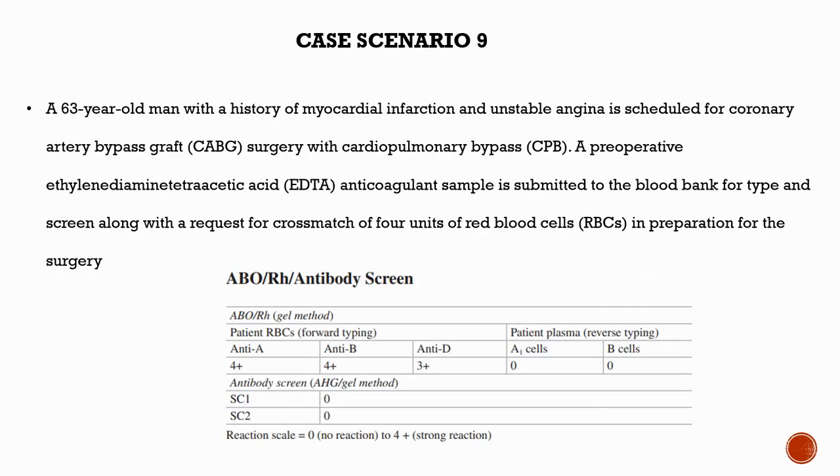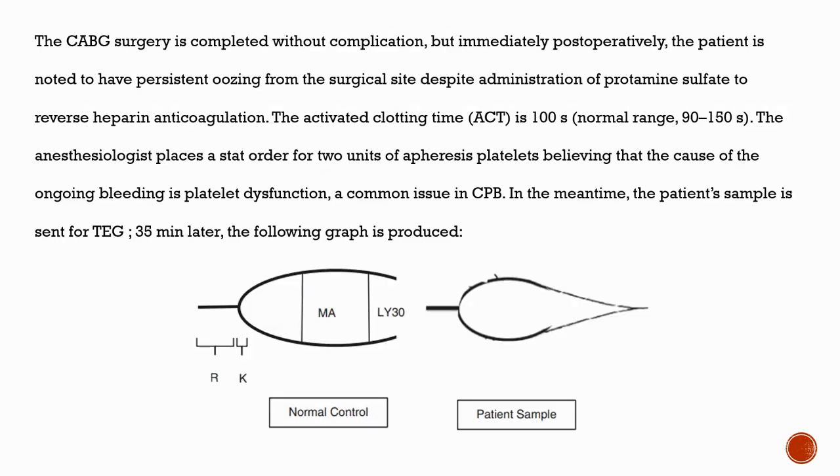Case scenario 9. A 63-year-old male with a history of myocardial infarction and unstable angina was scheduled for CABG surgery with cardiopulmonary bypass. An EDTA sample was sent for pre-transfusion testing. The surgery was successful without any complications, but post-operatively there was persistent oozing from the surgical site despite administering protamine sulfate to reverse the heparin anticoagulation. The activated clotting time was 100 seconds, which was within the normal range.